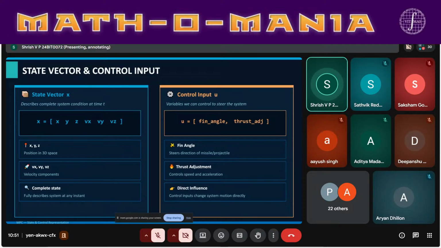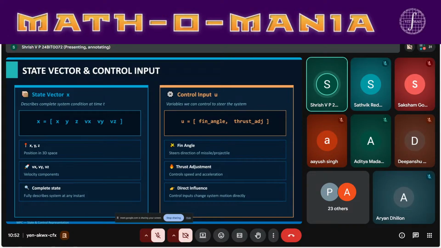Now that we have understood the objective of MPC, we need to define 2 very important components: the state of the system and the control inputs. The state vector describes the complete condition of the system at any given time. In this case, we define the state as position and velocity. The variables x, y, z represent the position of the projectile in 3D space, and the components vx, vy, vz represent velocity components in 3D space. Together, this forms the state vector. So the state tells us exactly where the system is and how it is moving at that moment. So if we know the state, we fully understand the system's current condition.